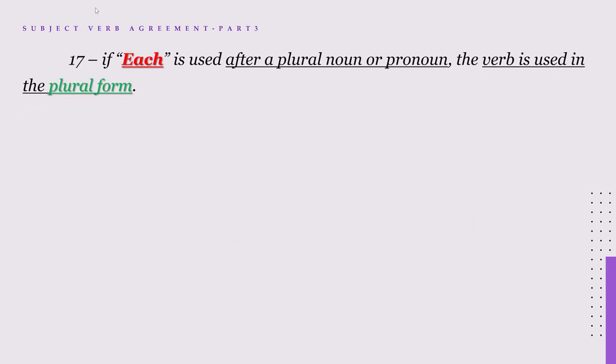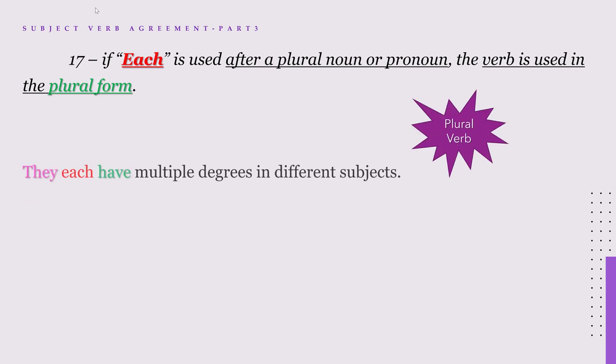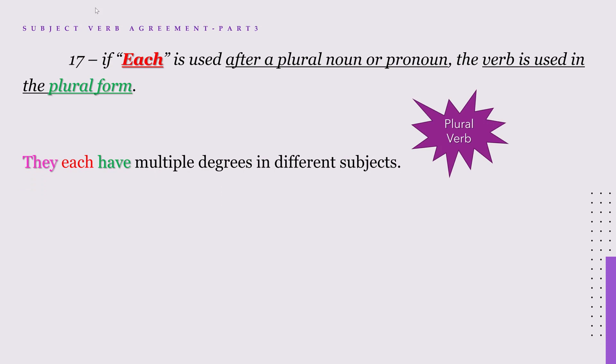If each is used after a plural pronoun or noun, the verb is used in the plural form. They each have multiple degrees in different subjects. In this example, they is a plural pronoun that requires the plural verb have to maintain subject-verb agreement.